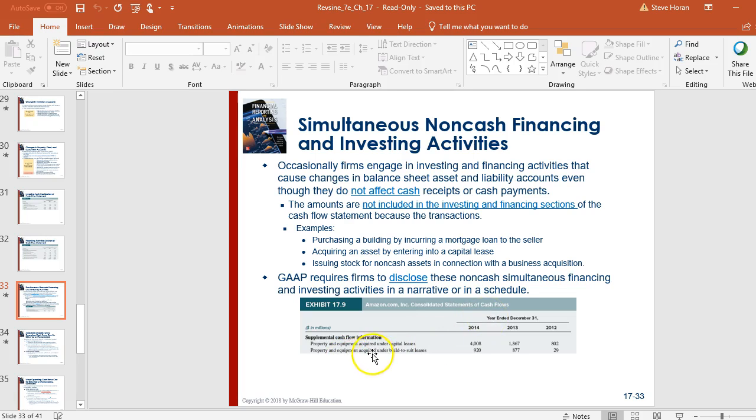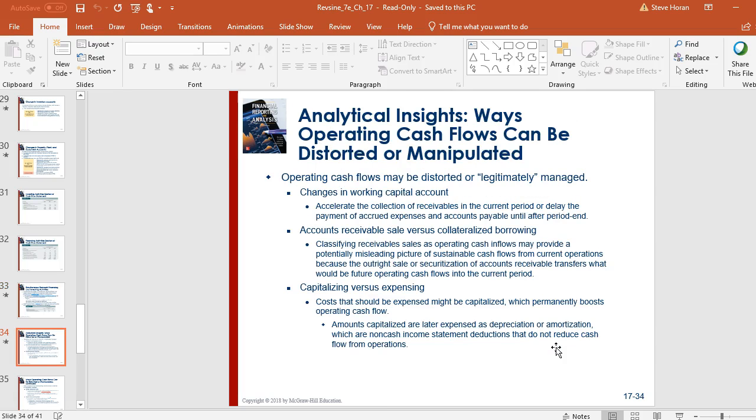So supplemental cash flow information. So if any acquisitions of property or anything like this was done where cash was not involved, then we have to go about this process of doing it this way.